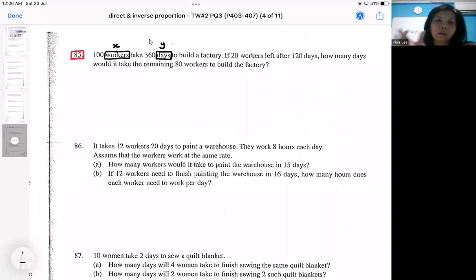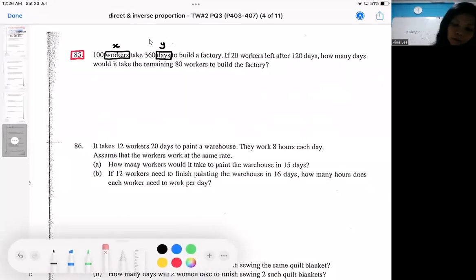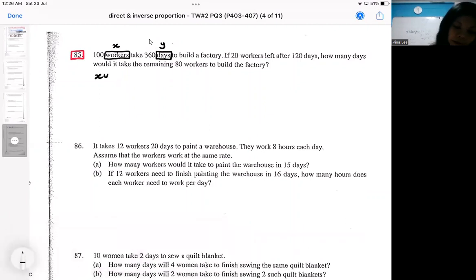So what kind of relationship is X and Y, the workers and days? If you think about it, if you have more workers to build the same factory, you will take fewer days. So more workers, fewer days. So X and Y are inversely related. You can mention this, but you need to tell me what your X is and what your Y is, and mention that X and Y are inversely related. Then you come out with the equation.